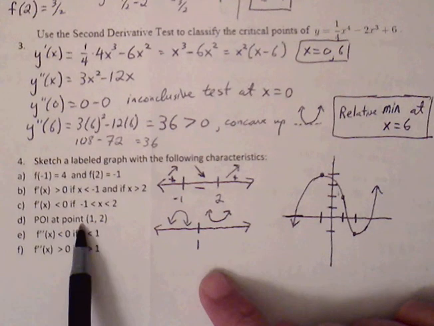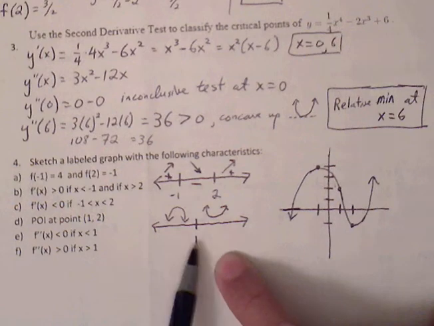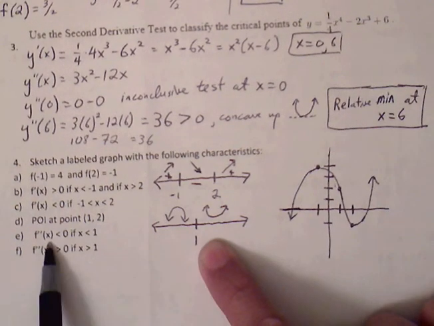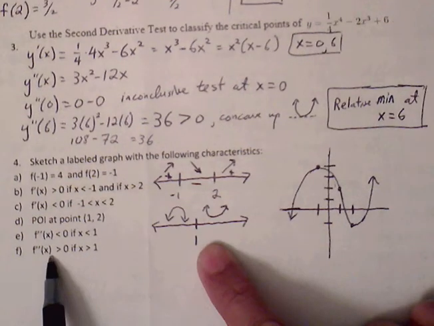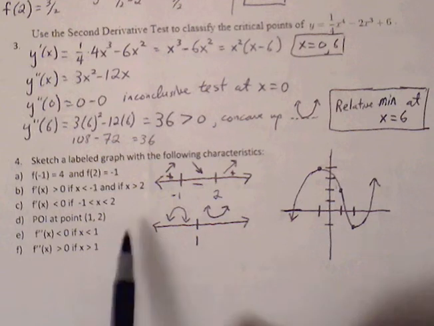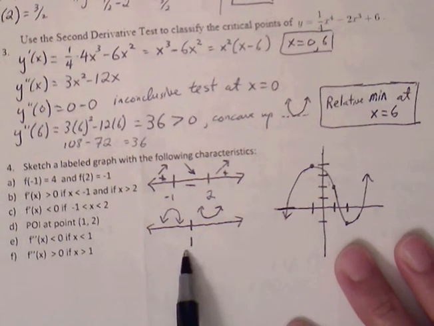We know that there's a point of inflection at (1, 2), so we'll make a second sign line for f double prime. The second derivative is negative to the left of 1, so concave down. F double prime is greater than 0, so concave up to the right of 1. So we want a graph with these characteristics and a point of inflection at 1.